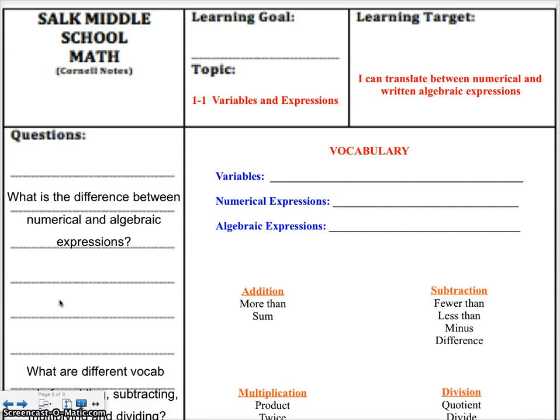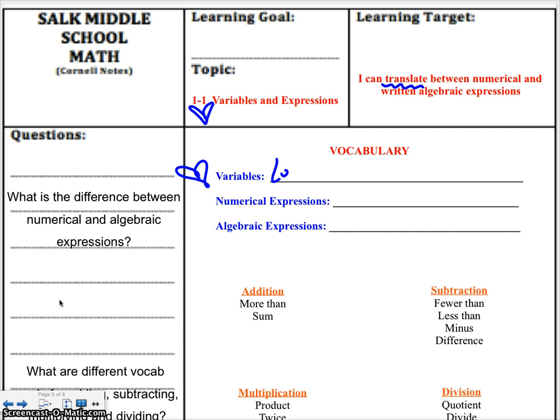Learning today, we're going to start our unit 1-1, talking about variables and expressions. Our learning target today: you can translate between numerical and algebraic expressions. That's what you're going to be able to do after today. So you need some important vocab words.